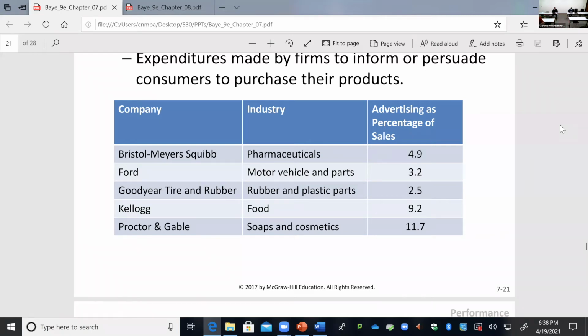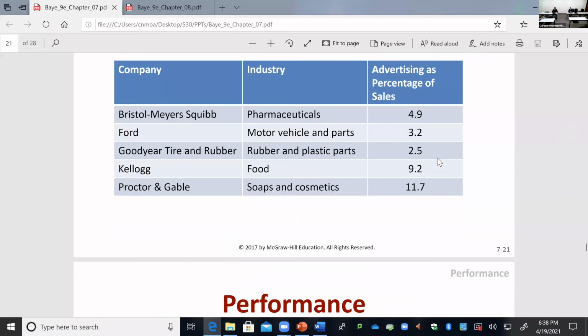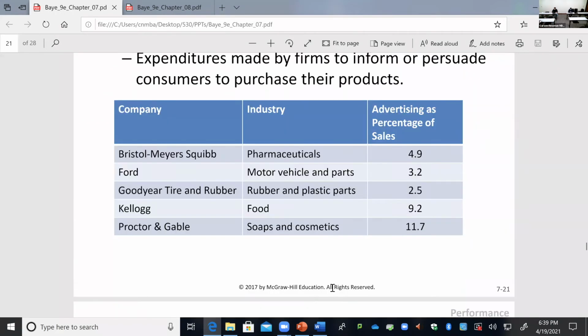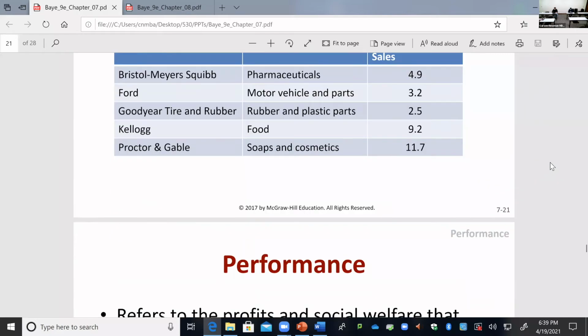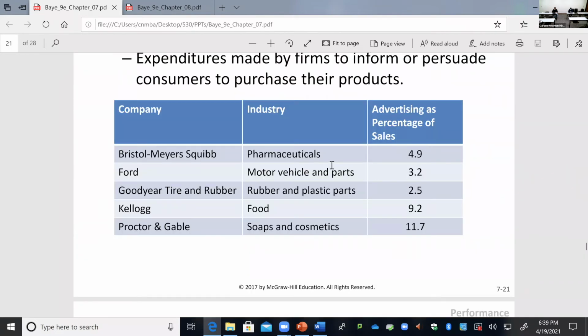Okay, very interesting. So things might be changing. These numbers are dynamic, you can't just take them as given. This is a snapshot of the markets at a point in time. If this is 2017, you've got to be careful, the numbers for 2021 might be very different. I wouldn't be surprised if the advertising percentage of sales for pharmaceuticals is really going up.